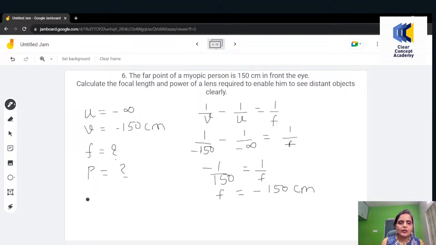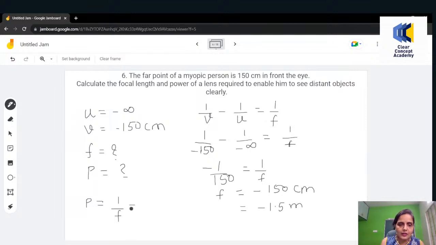Now to find the power of the lens, which formula do we use? P is equal to 1 upon f. But what is the prerequisite to use this formula? The focal length must be expressed in SI units. So you should convert centimeter to meter. 150 centimeter is nothing but 1.5 meter. Distance in centimeter is divided by 100 to convert it into meter. Therefore, minus 150 centimeter becomes minus 1.5 meter.